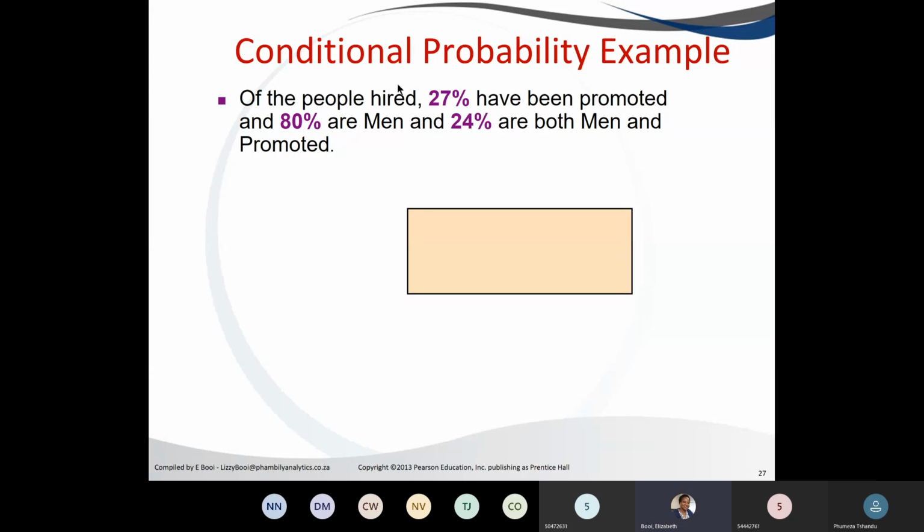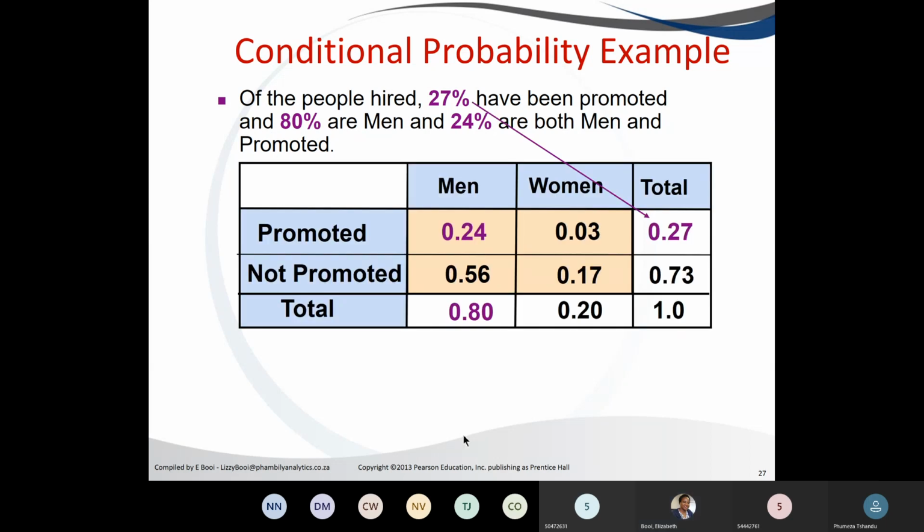To take this information that we are given, we can also, my laptop is frozen, we can also represent it on the contingency table, because we know we have the simple probability of promoted, and we also have the simple probability of men, and we can put the joint probability of 0.24 there, and we can quickly complete the whole table.